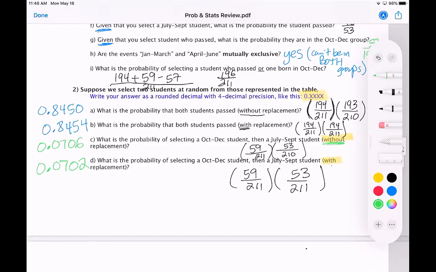So pretty close. Both of these probabilities with and without replacement, depending on the sample size, 211, since it's pretty big, they'll probably be relatively close to each other, but they don't have to be as close as they appear here. Sometimes they're pretty different.